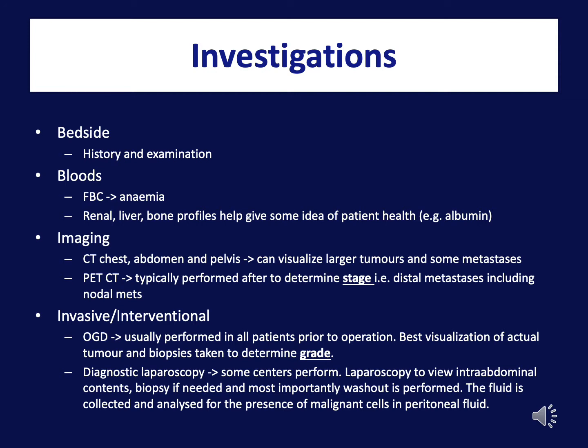Finally, to determine the grade, I could do an OGD and take a biopsy and analyze this with histology for the grade, and also a diagnostic laparoscopy showing the presence of malignant cells in the peritoneal fluid. If you say these, especially the diagnostic lap and the PET CT, the examiner will know that you have some idea about esophageal cancer, you know what you're talking about.